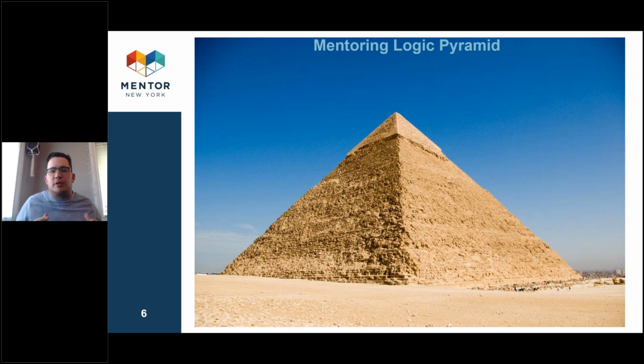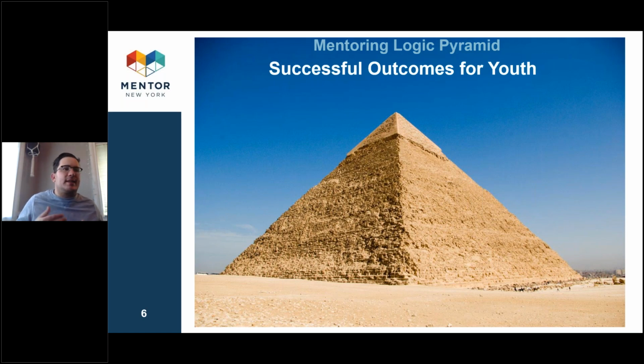But before we get into those really granular pieces of how to run a program, let's start a little higher level and talk through what we call our mentoring logic pyramid. If we start at the top and think about the ultimate outcomes that we want for young people, we want successful outcomes. This could be academic improvement, social emotional growth, more community engagement, or a stronger sense of future. There are any number of outcomes of what that could look like, right? But we want to have those successful outcomes.